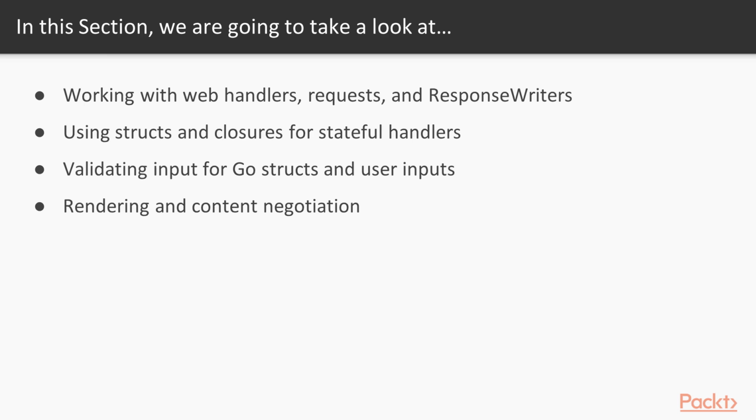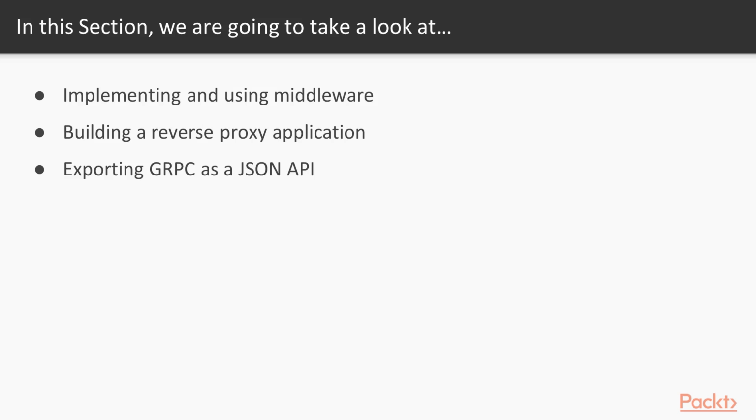In this section, we'll work with web handlers, requests, and response writers. We'll use structs and closures for stateful handlers, and validate input for Go structs and user inputs. Later, we'll learn rendering and content negotiation, and implementing and using middleware. In the end, we'll build a reverse proxy application and export gRPC as a JSON API.